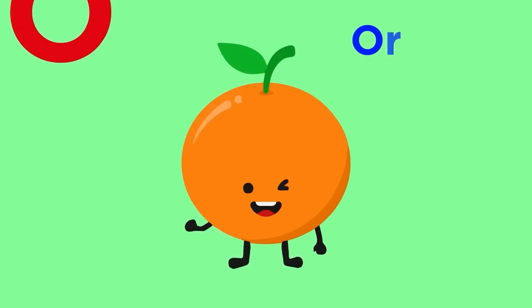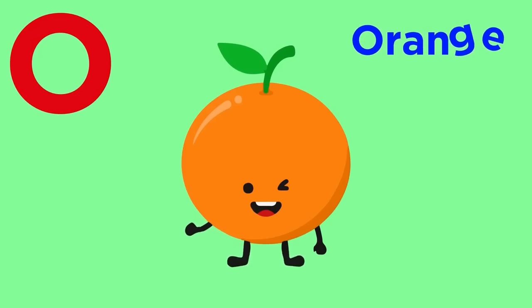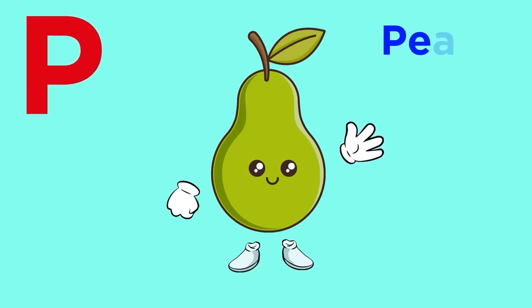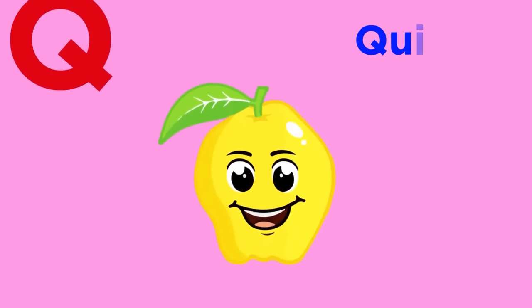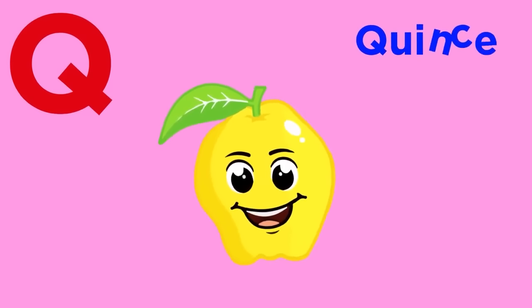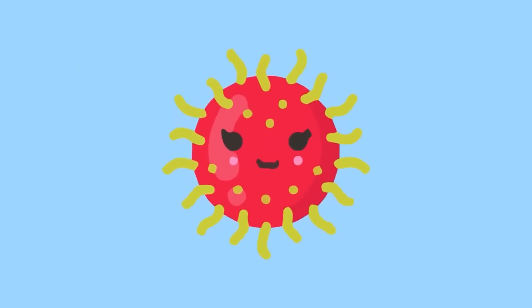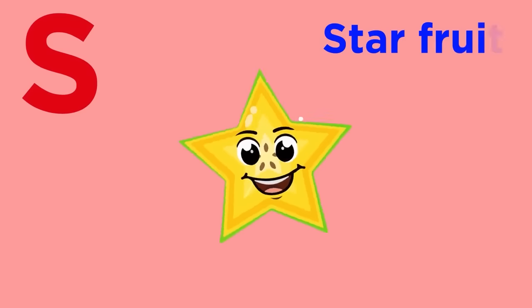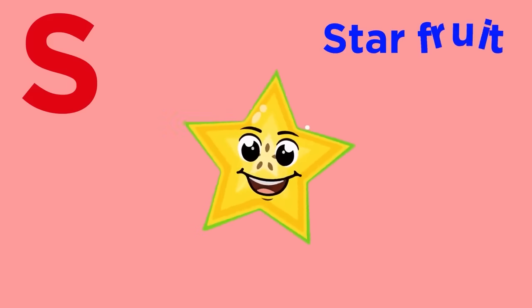O for orange. O-R-A-N-G-E. Orange. P for pear. P-E-A-R. Pear. Q for quince. Q-U-I-N-C-E. Quince. R for rambutan. R-A-M-B-U-T-A-N. Rambutan. S for star fruit. S-T-A-R F-R-U-I-T. Star fruit.